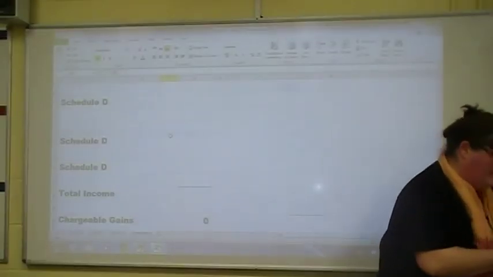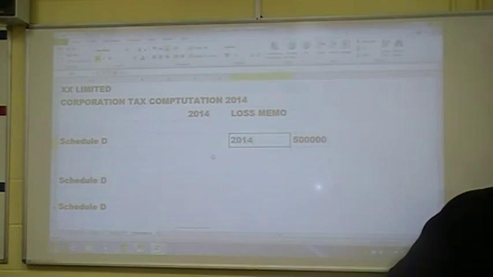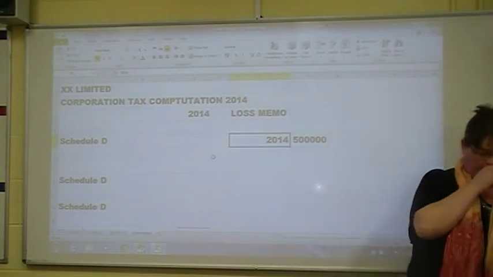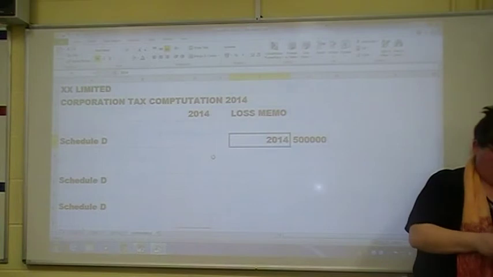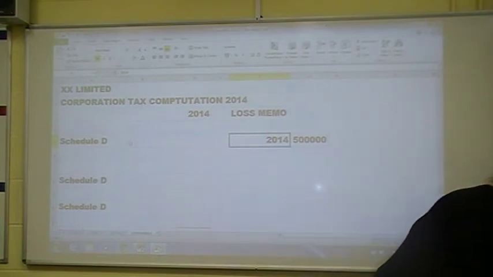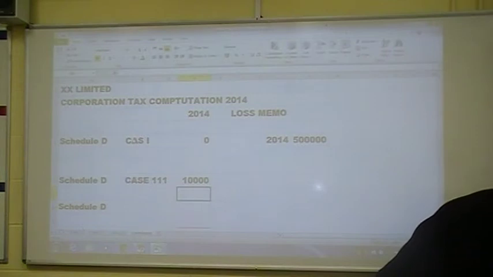So we have case 1 loss of 500,000. So our case 1 loss is going to go into our loss memo. Then it's got case 3 income of 100,000. So schedule D, case 1 is going to be 0. Case 3 is 100,000.